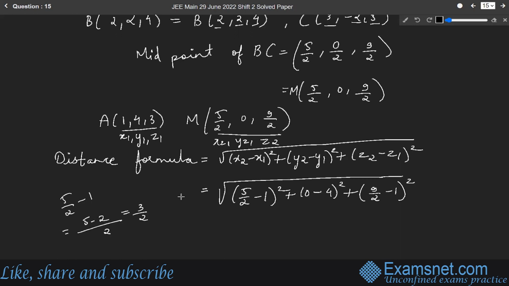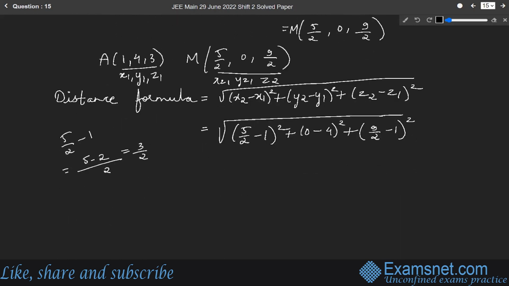Now what is 9 by 2 minus 1? Let us find it. Again the LCM will be 2, so 9 by 2 minus 3. Z1 is 3, not 1, right? What is the value of z1? Z1 is 3. So 9 by 2 minus 3. Now the numerator will be 9 minus 2 into 3, which is 6. What is 9 minus 6? 3.